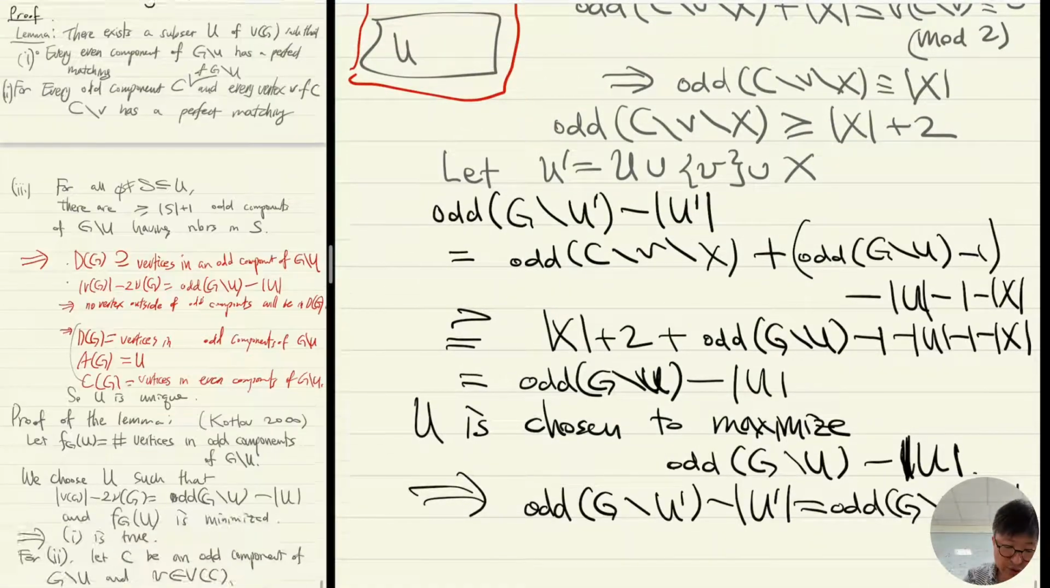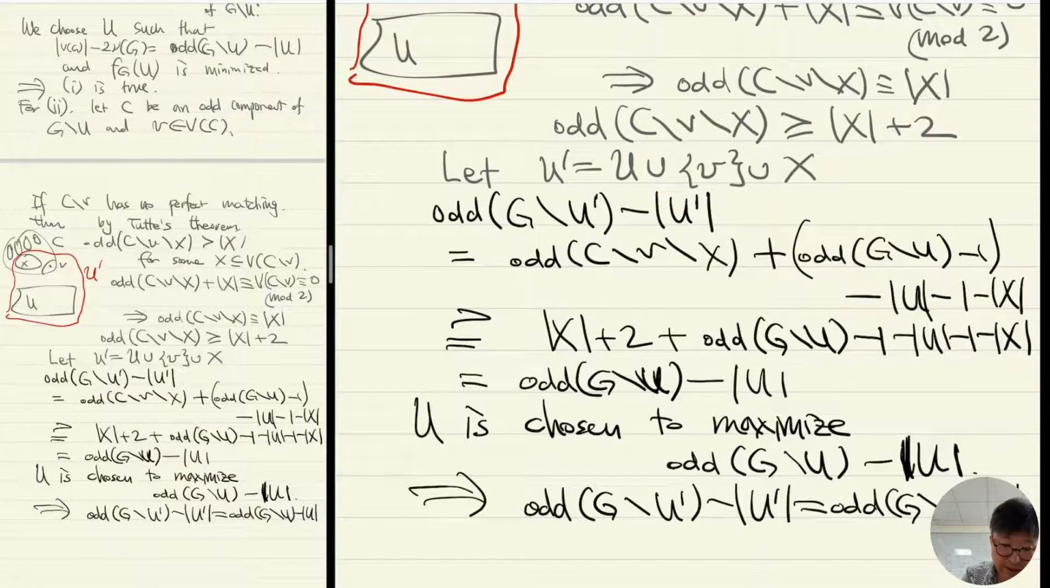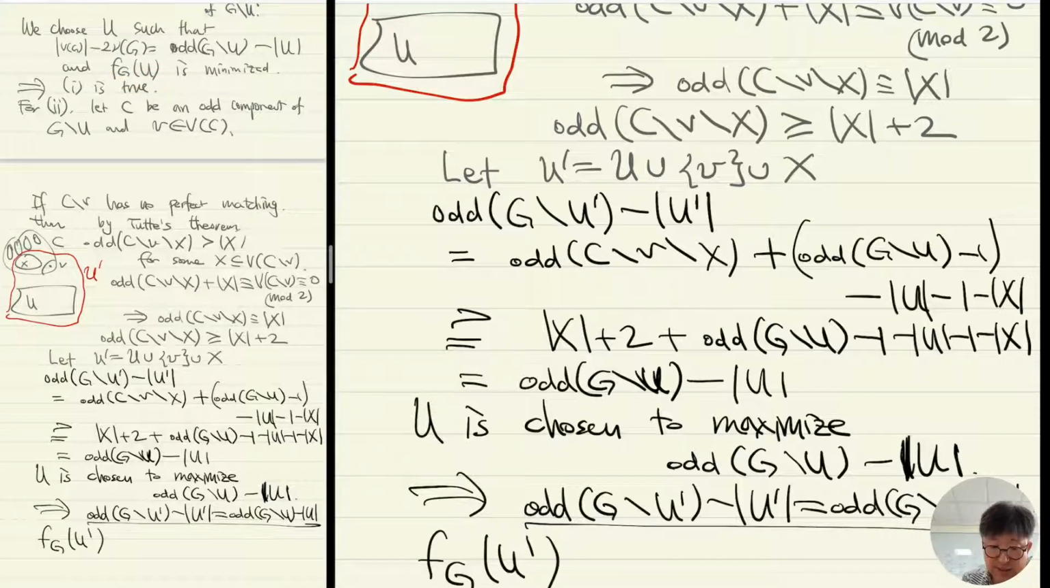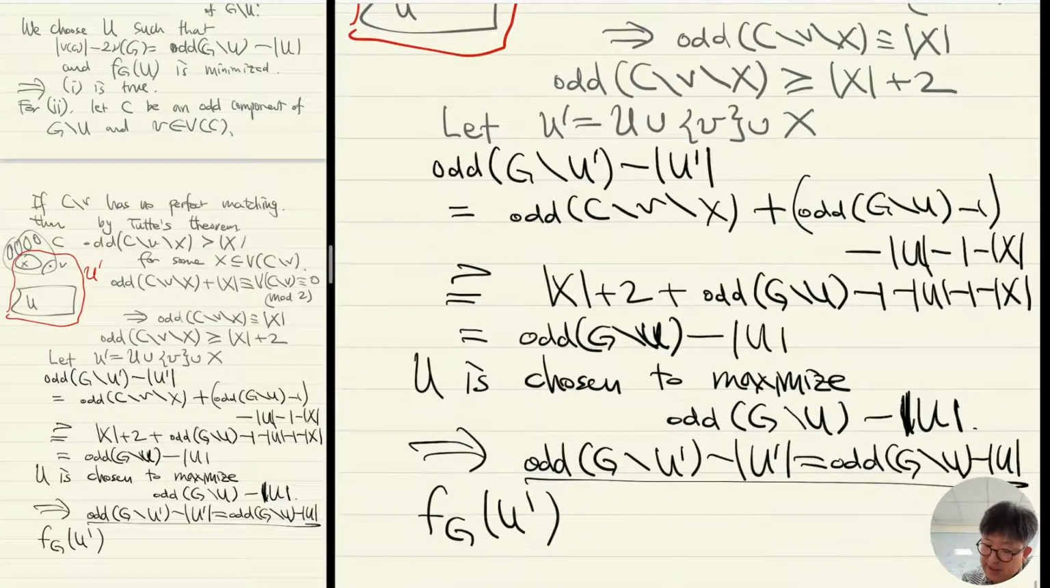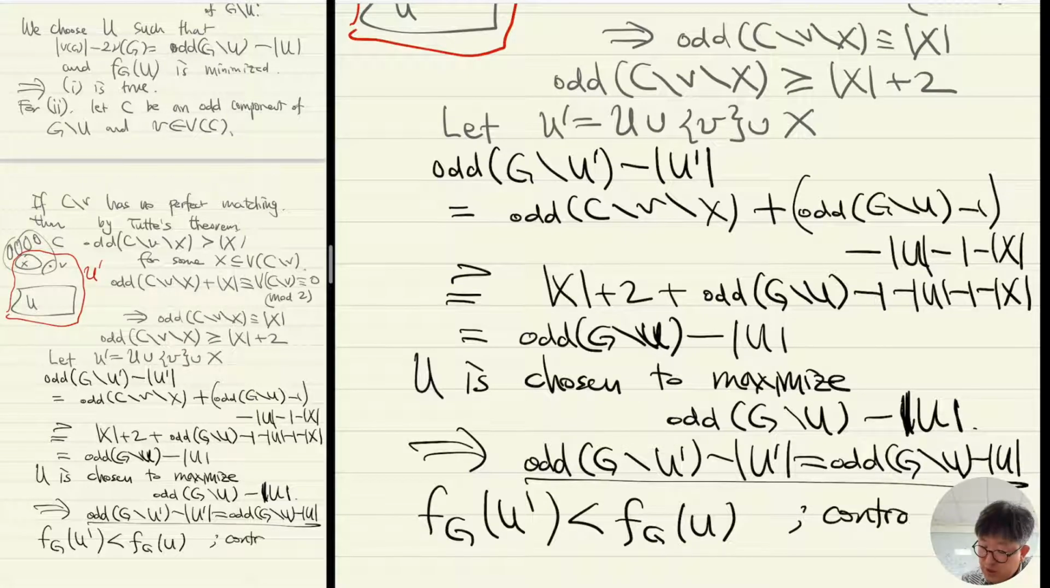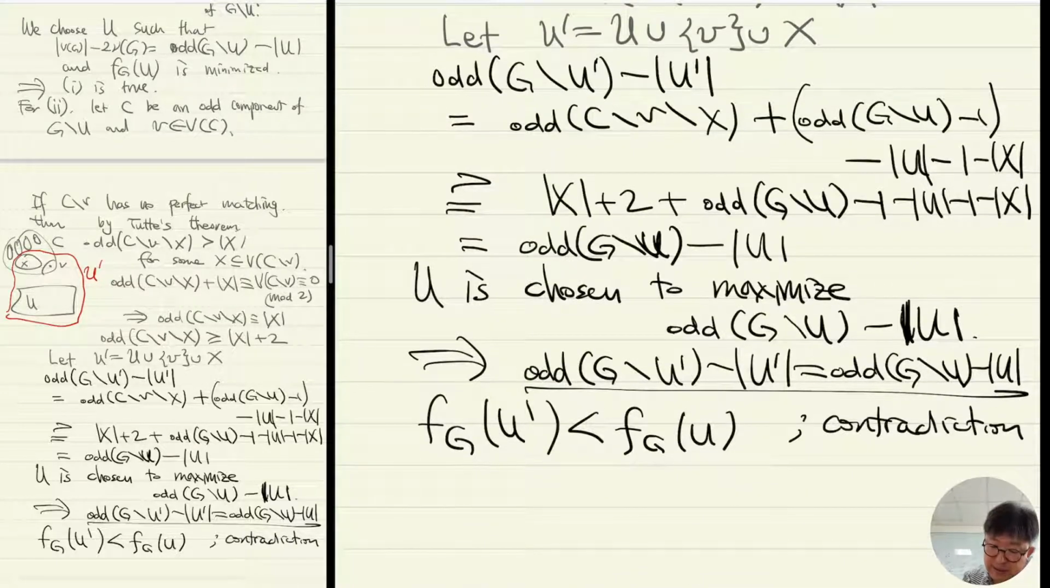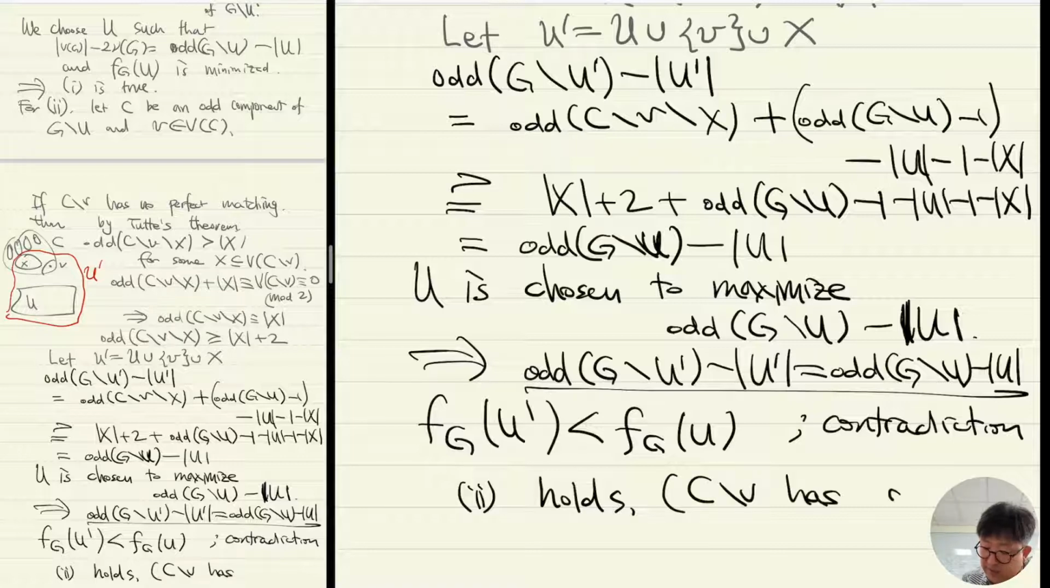So do you remember our choice of U? It's chosen to satisfy this equality, and U prime satisfies that equality. So it's okay. How about f of G, U prime? That's the number of vertices in odd components. We have deleted at least one, so this is strictly less than for U. So it's a contradiction because we chose U to minimize f of G. So that means the second property holds, right? C delete V has a perfect matching.